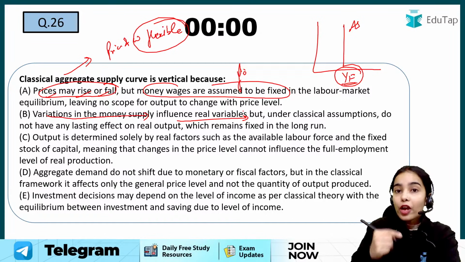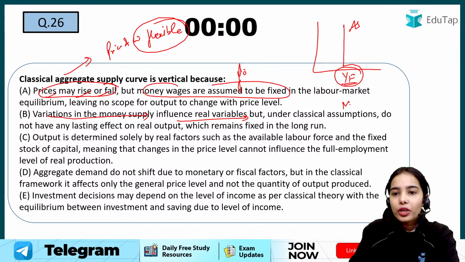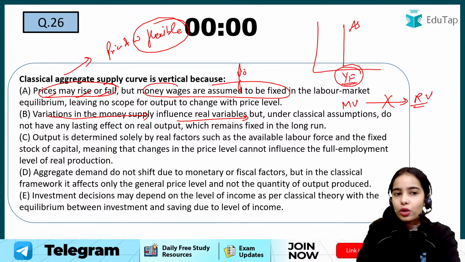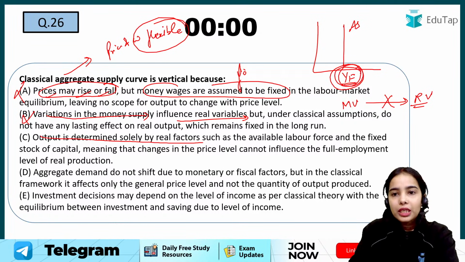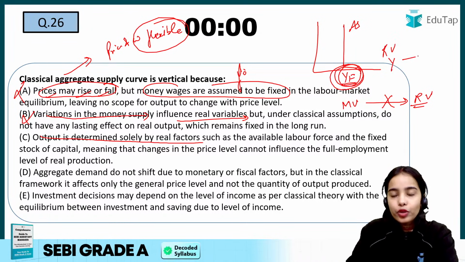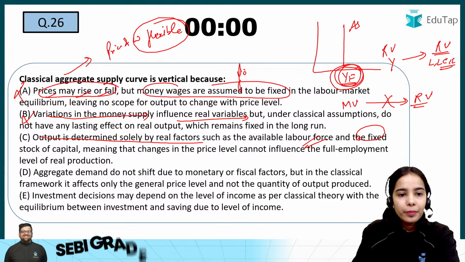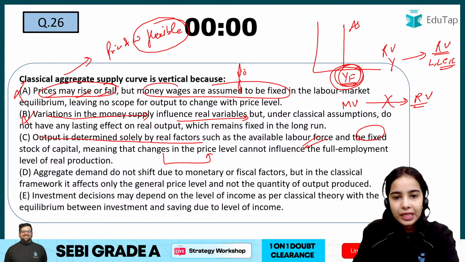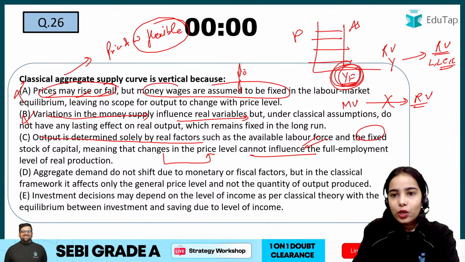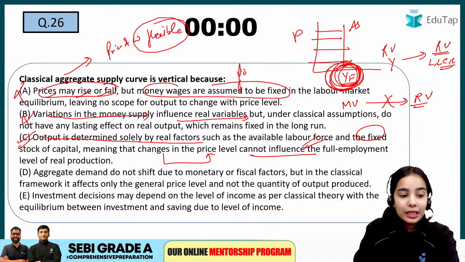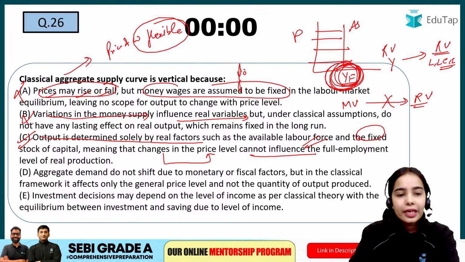No. The classical dichotomy has very clearly stated that monetary variables, nominal variables, cannot affect the real variables. Not true. Output is determined solely by real factors. Output, that is a real variable, is determined by other real variables like land, labor, capital and entrepreneurship. So this seems correct. Changes in price level cannot influence output. C is the correct answer here.